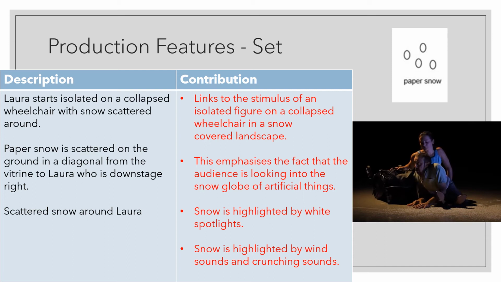In terms of how this contributes, it links to the stimulus, obviously, of an isolated figure on a collapsed wheelchair, Lucy Bennett's very first vision. So the snow involved with that is directly linked, and there is snow on the floor in the actual piece. The fact that the audience is looking into a snow globe, and that there's snow on the floor, gives us that instant link of a snow globe. The snow is also supported by the lighting because the spotlights are white, which we'll get onto in a minute, but that reinforces the snow to make it stand out. And the snow, like we've just learned about the aural setting with the crunching of the snow, is also highlighted through the aural setting, and then of course seeing the snow as part of the set.